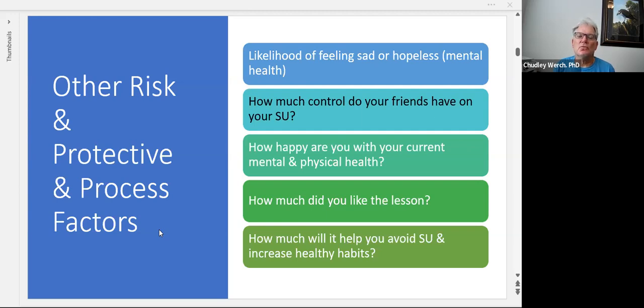And then 2 sort of marketing measures that are still very important reactions from young people. How much did you like the Prevention Plus Wellness program or lesson? How much will it help you to avoid substance use and increase your healthy habits? So those are the other risk and protective factor measures.